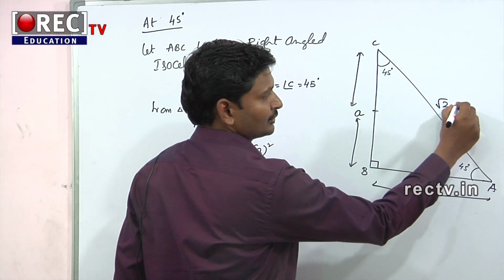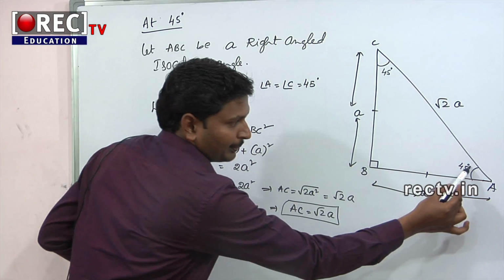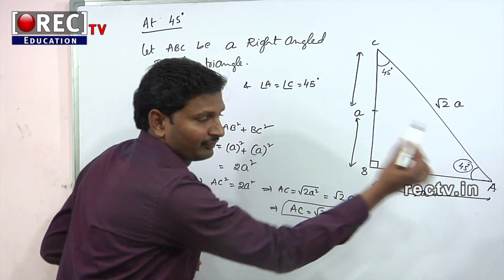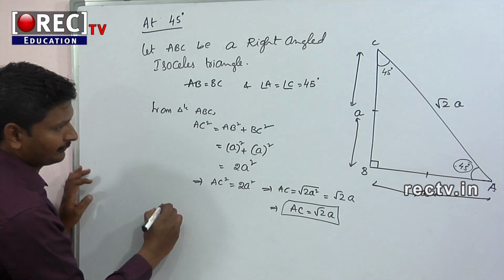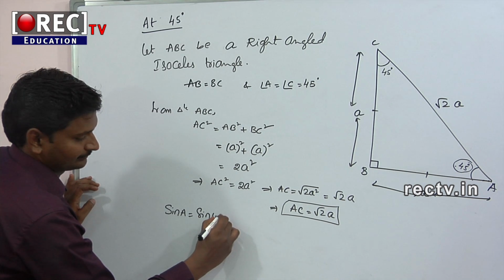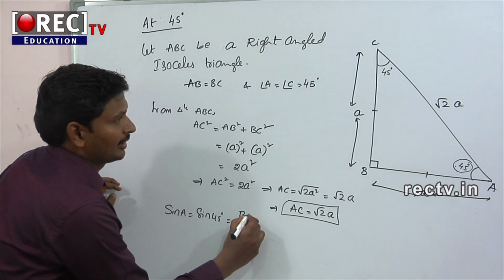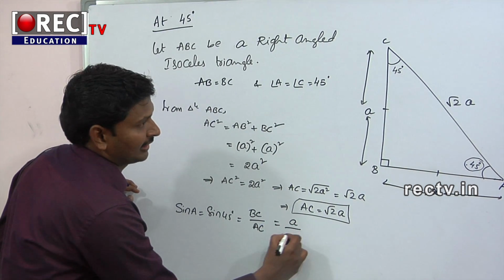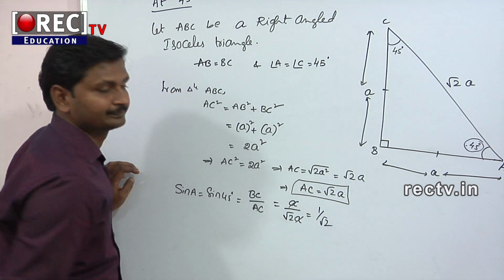Now this AC value is equal to root 2a. Now you have to apply all the trigonometric ratios for this angle A, that is 45 degrees. From this triangle, sin A, that is sin 45 degrees, is equal to opposite side divided by hypotenuse. Opposite side BC divided by hypotenuse AC. BC is equal to a, divided by root 2a. a will go, that is equal to 1 by root 2.